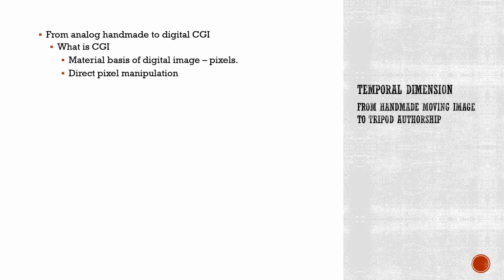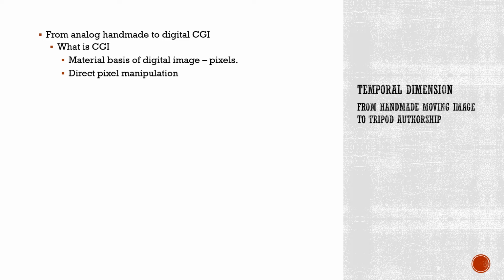With a comprehensive understanding of the handmade, we have to know how it is inherited by CG motion pictures in order to understand the emergence of tripod authorship. To this end, we need to know what is CGI. The material component of a digital image is pixels. Behind each pixel is a series of binary numbers which describe its color and brightness.